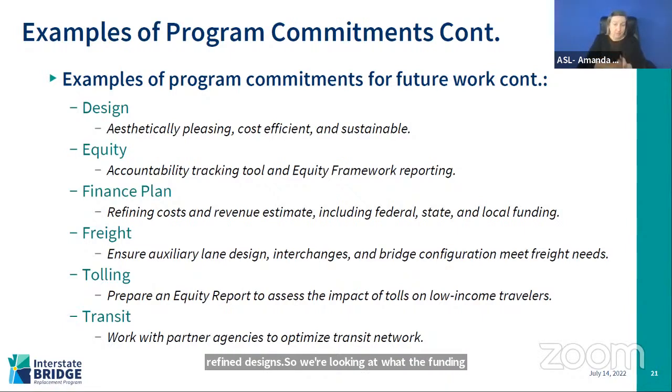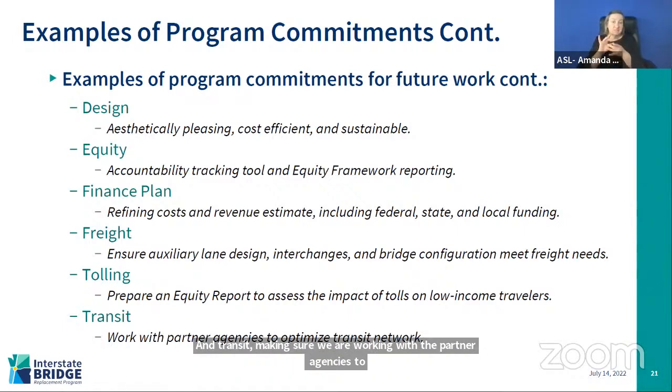So we heard on the freight, once again, ensuring that the auxiliary lanes and interchanges meet future freight needs. Tolling, the equity issues around tolling are key and critical for our partners. And transit, making sure we are working with the partner agencies to optimize the transit network. So next slide, please.